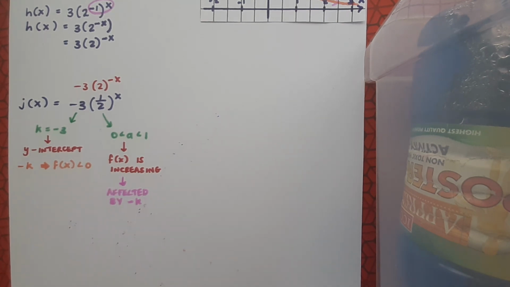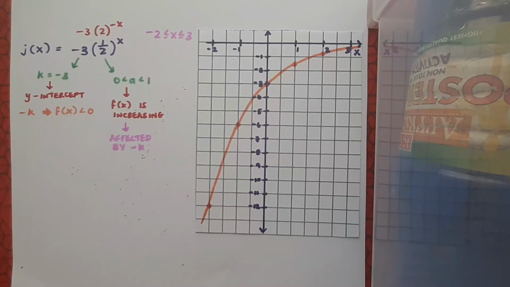Right, so now we're going to go and graph this function. We're going to use the same domain as before, minus 2 up as far as 3. Pause the video for a moment while you graph this. And when you have graphed, compare it to the previous function and see what do you notice when you compare the two.